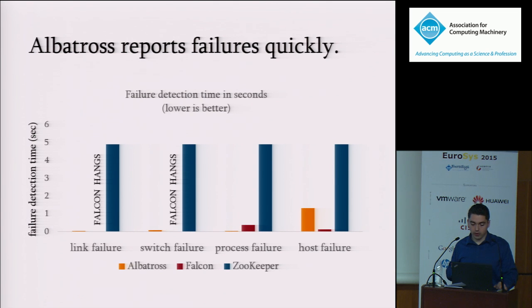Now, one thing I'd like to point out is that Albatross detects host failures a lot more slowly than Falcon. The reason for this is that in OpenFlow, there's a minimum rule timeout of 1 second, and this sets a lower bound on how quickly Albatross can respond to host failures. Now, ZooKeeper responds to all of these failures more slowly, and that's because it's configured to use a longer end-to-end timeout. This is, of course, a parameter, so what happens when we decrease that parameter?